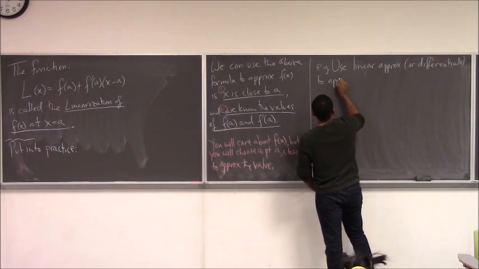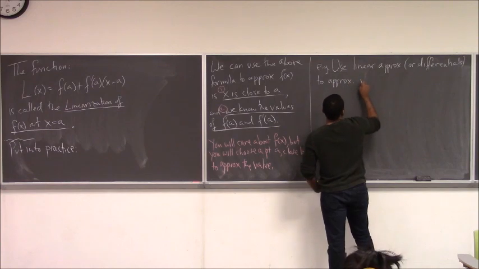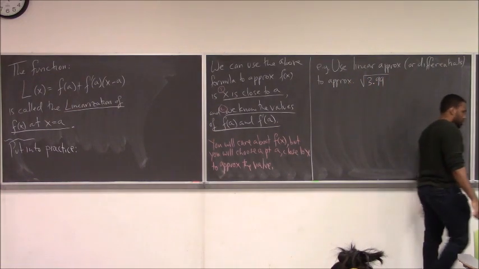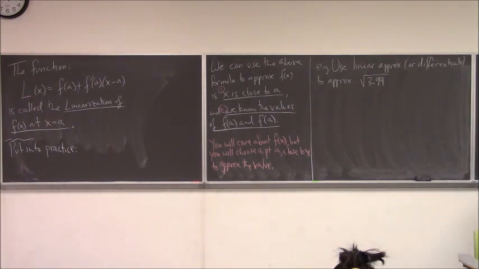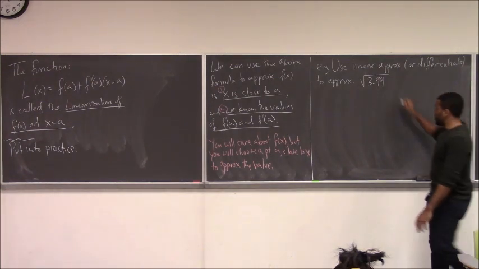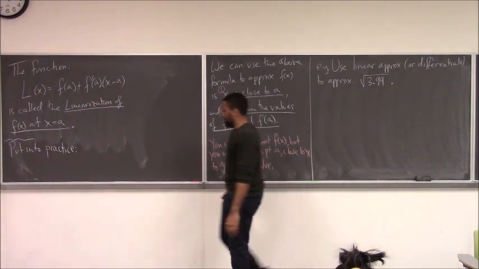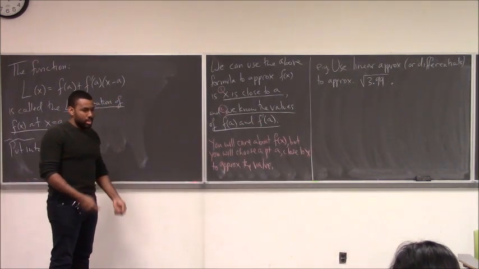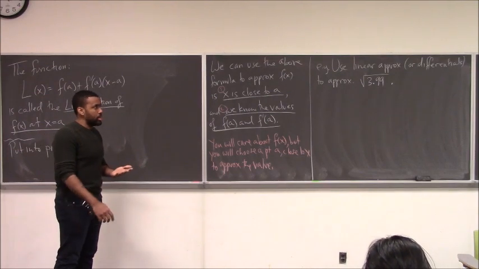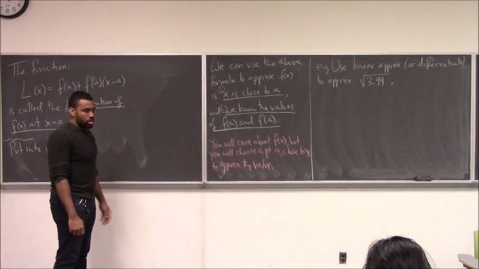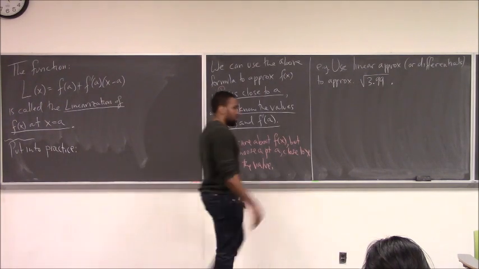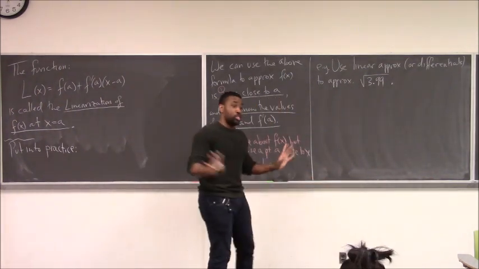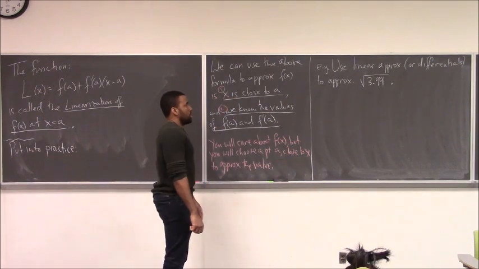To approximate the square root of 3.99. Now, I know the square root function isn't crazily complicated. You can just whip out your calculator and plug in the square root of 3.99. Let's say we want to do this without a calculator, just to show you how this would actually work. You can pretend that the square root function is super complicated.